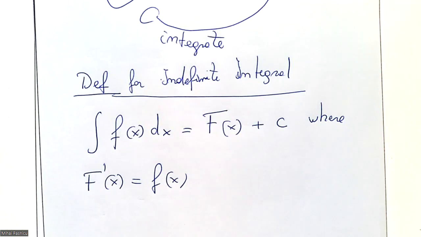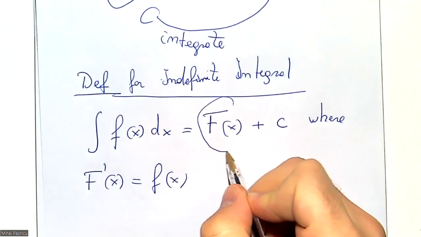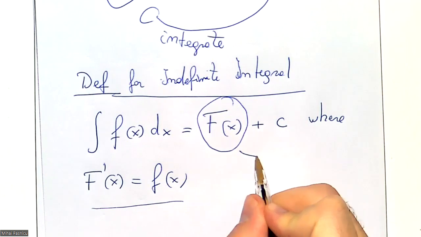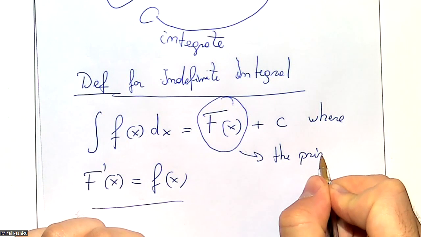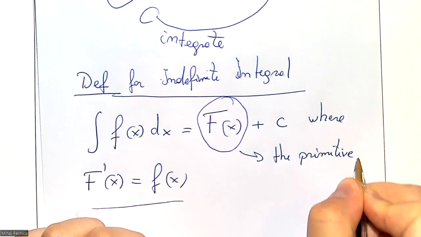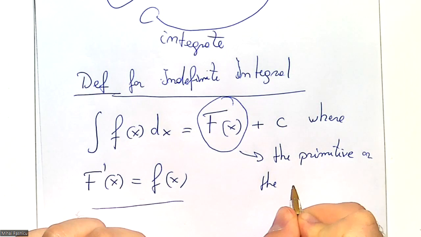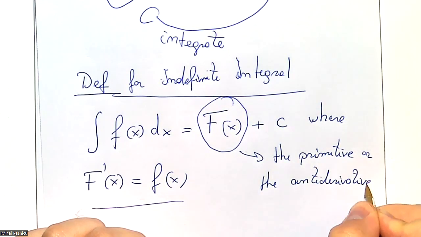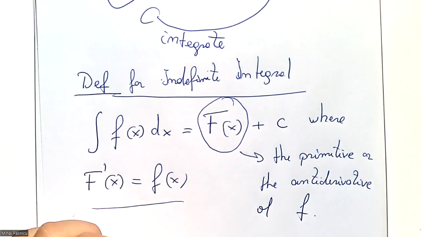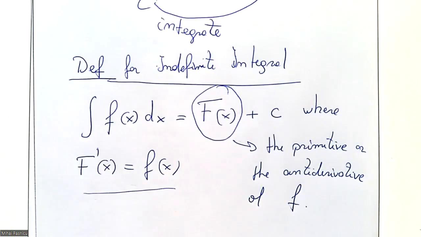Now, there's some notations and things that pop up here which might not make sense, so let's address them. This big F of x that has this property is called multiple names: the primitive or the antiderivative of small f. I think antiderivative makes more sense because you got this from integration, which is the opposite thing of derivation.